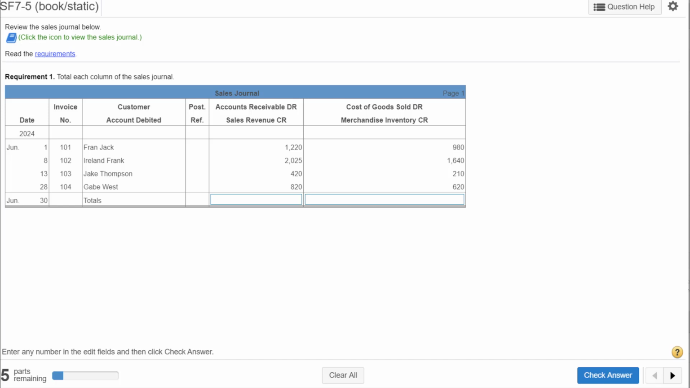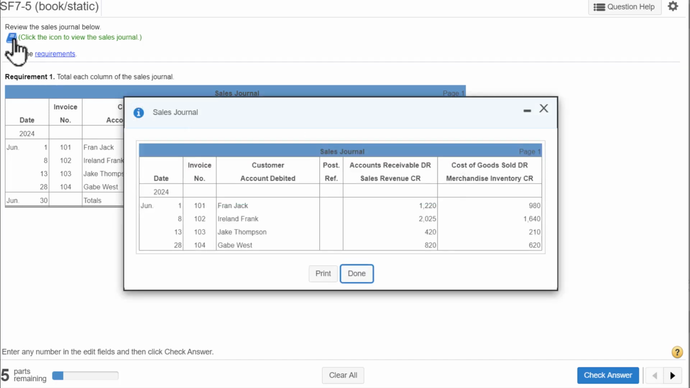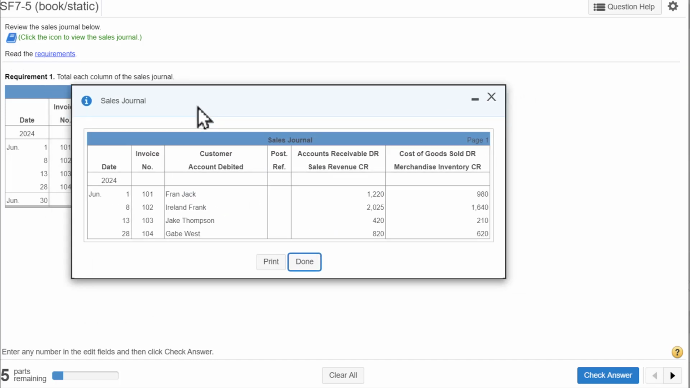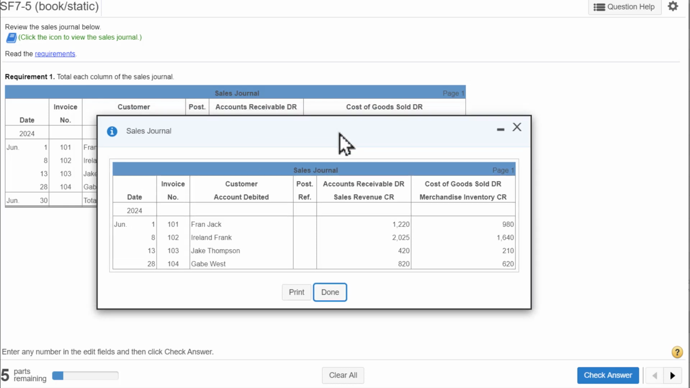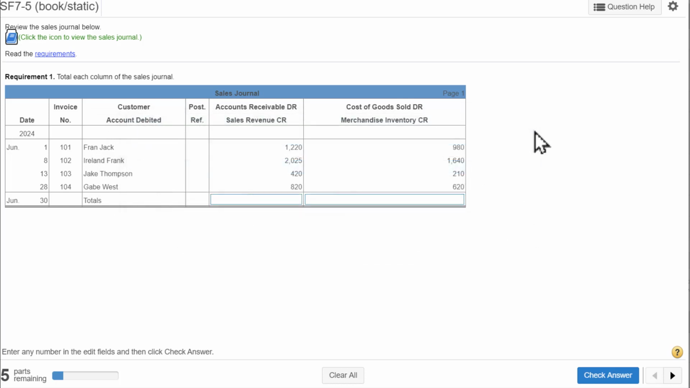Short exercise 7-5, posting from the sales journal. In the previous problem, we entered the transactions into the sales journal. Remember, the only things that go in the sales journal are sales on account. But we don't need this image because it's also right here.